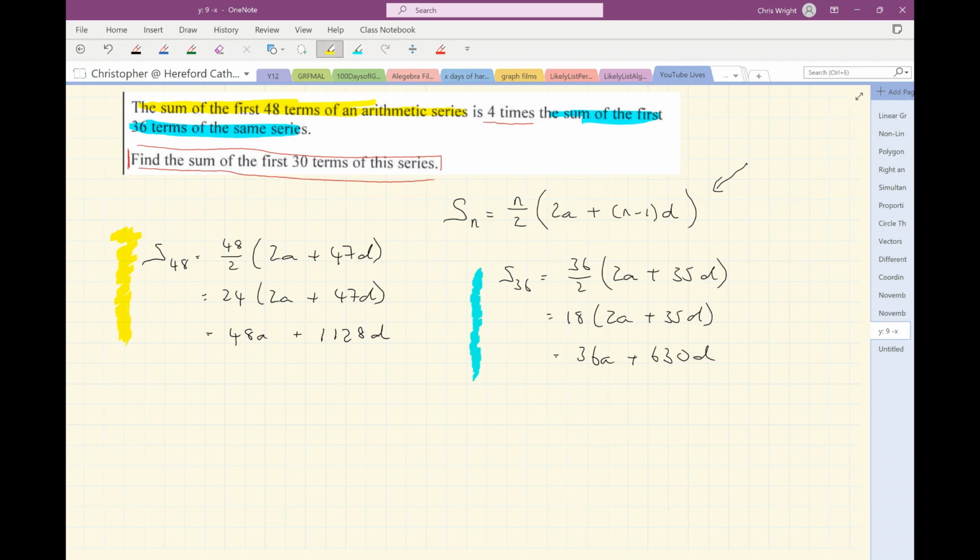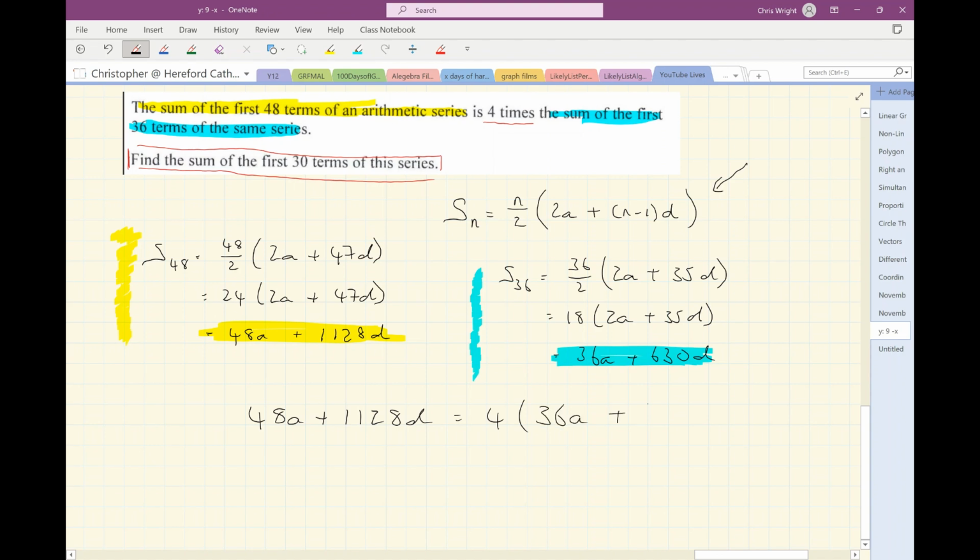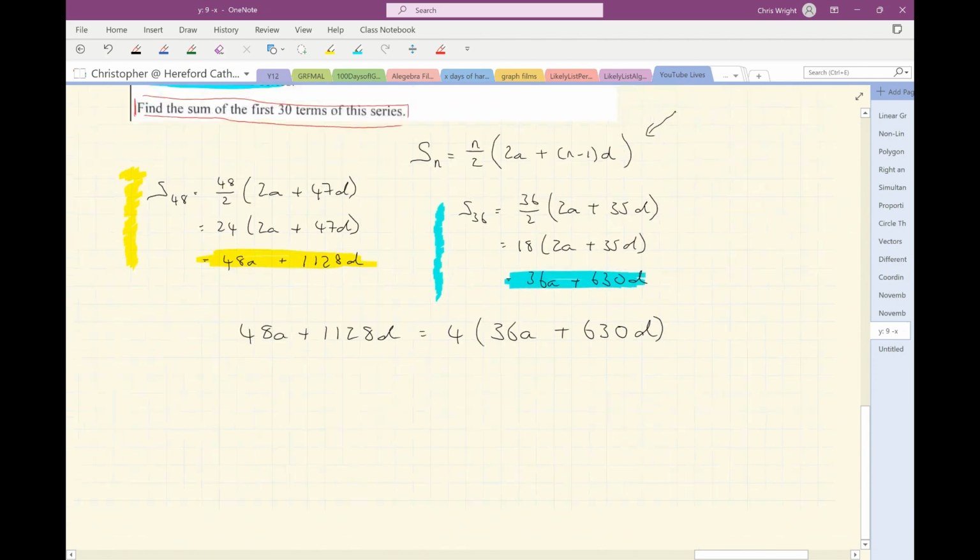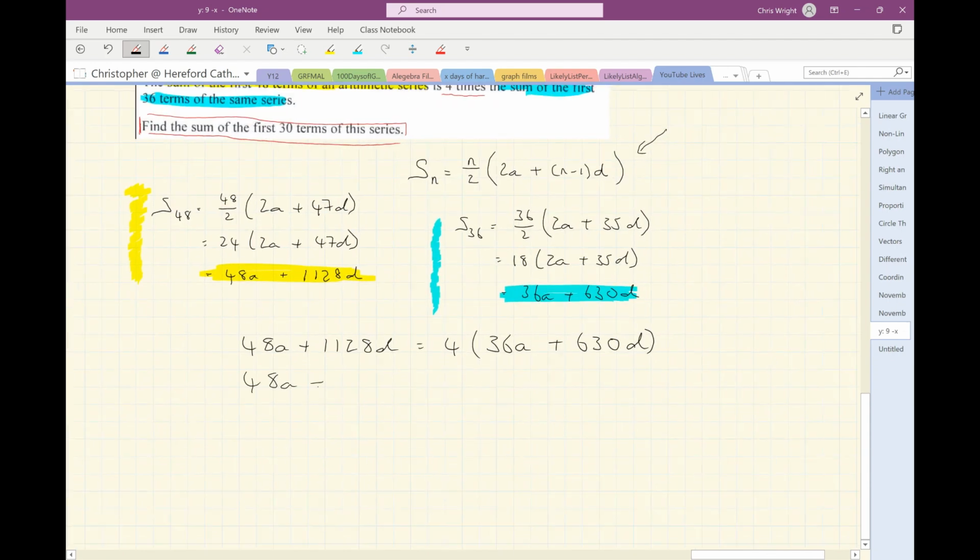The sum of the first 48 terms of the sequence is equal to 4 times the sum of the first 36 terms. So 48a plus 1128d is equal to 4 times 36a plus 630d. So 48a plus 1128d is equal to 4 36s, 144a plus 4 times 630, 2520d. So here's an equation with a's and d's in it.